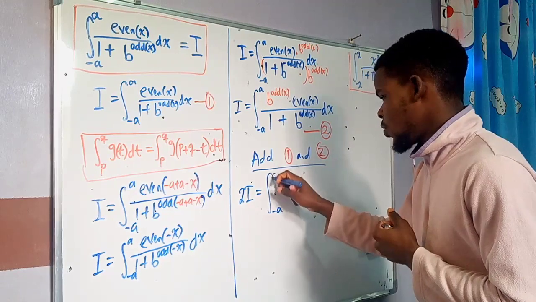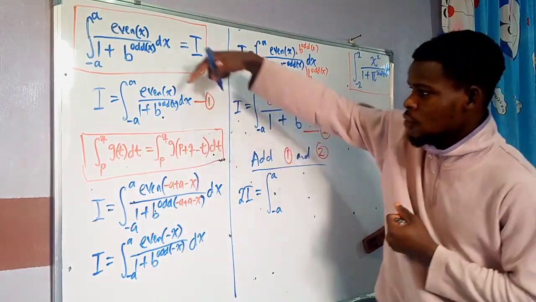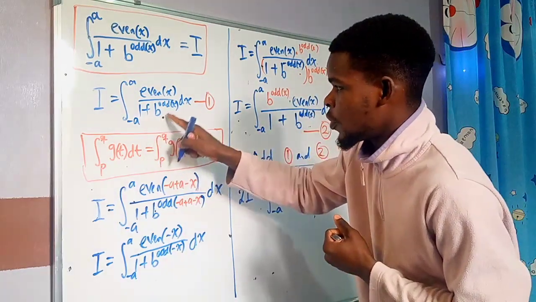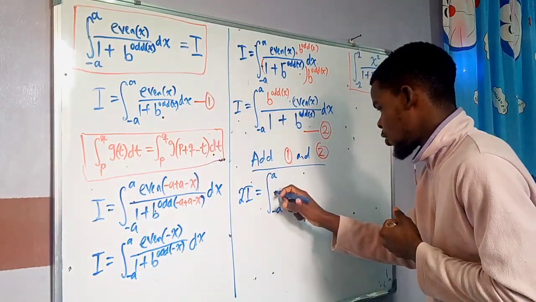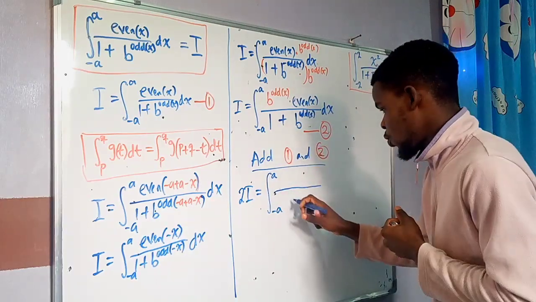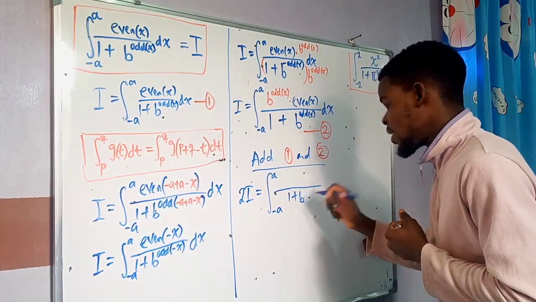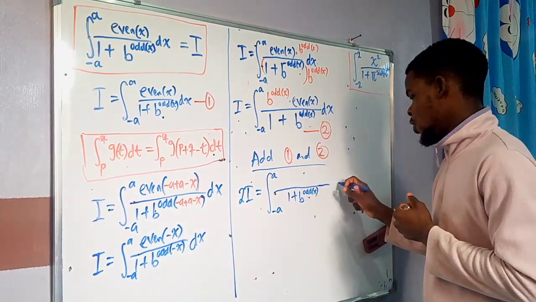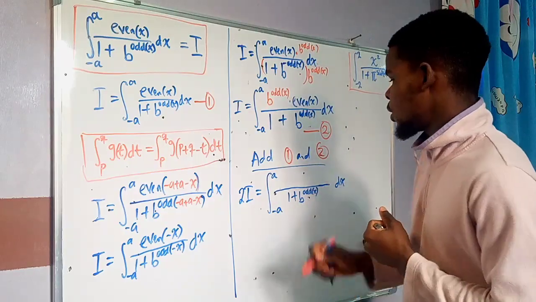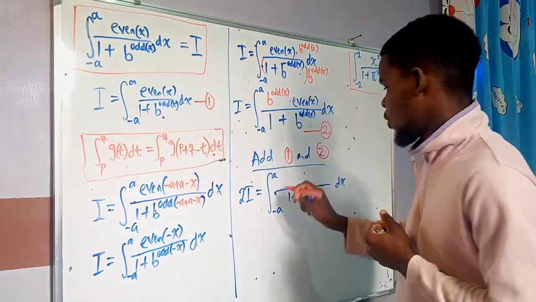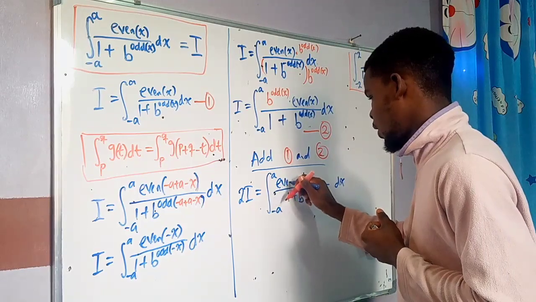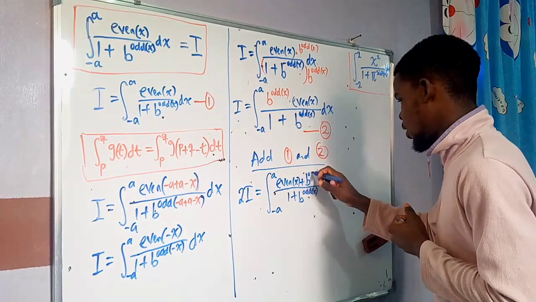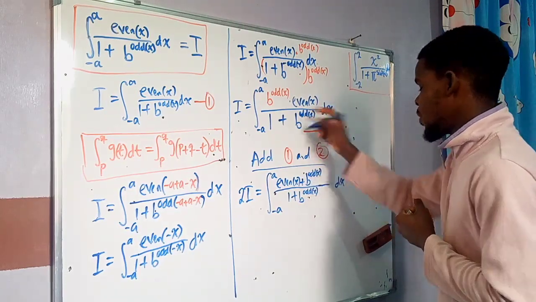The integral from negative a to a of, so let's see, the denominators are the same, 1 plus b raised to the power of the odd function of x. So when you are adding two fractions together, given that the denominators are the same, you just maintain the denominator, right? You do not add the denominators. And then we are going to add the numerators like this. So you notice this is going to be the even function of x plus b raised to the power of the odd function of x times the even function of x.